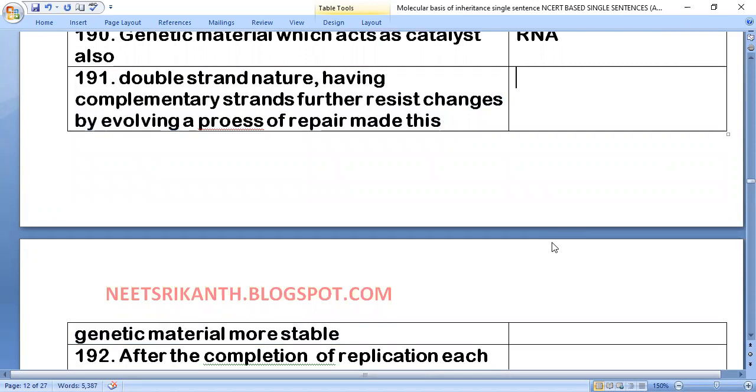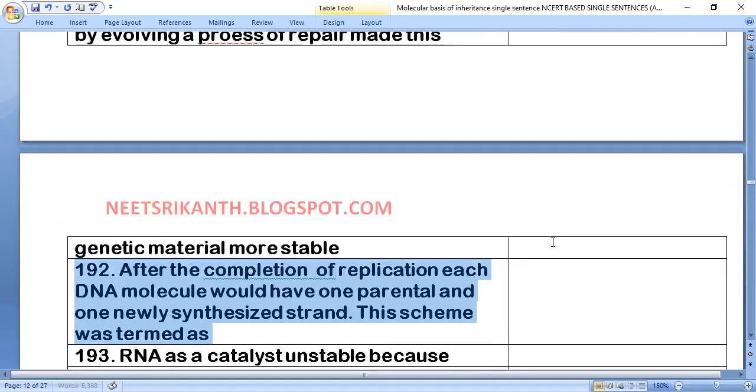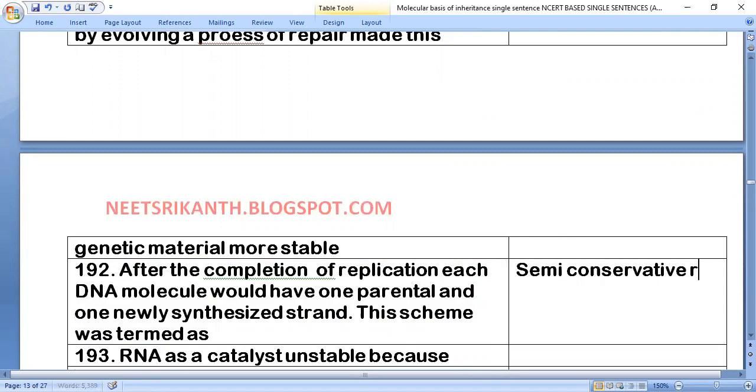The double strand nature, having a complementary strand, further resists changes by evolving a process of repair, which made this genetic material, DNA, more stable. After the completion of replication, each DNA molecule would have one parental and one newly synthesized strand. This scheme was termed semi-conservative replication, the semi-conservative method of DNA replication. RNA as a catalyst is unstable because it is highly reactive.